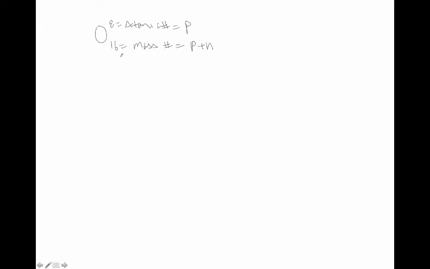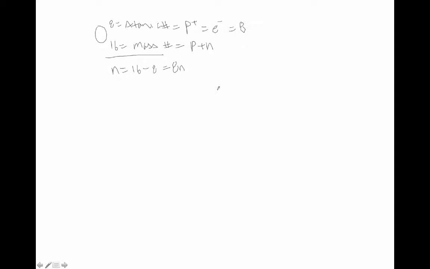So once again, if we have a mass number of 16 and an atomic number of 8, that means that the number of neutrons we have is 16 minus 8, which equals 8 neutrons. We also know that oxygen is neutral, which means the number of protons equals the number of electrons, which also equals 8. So here's another question, though, for you.